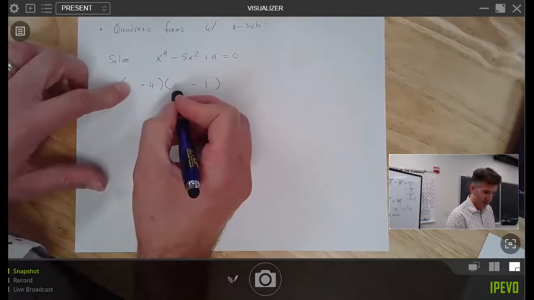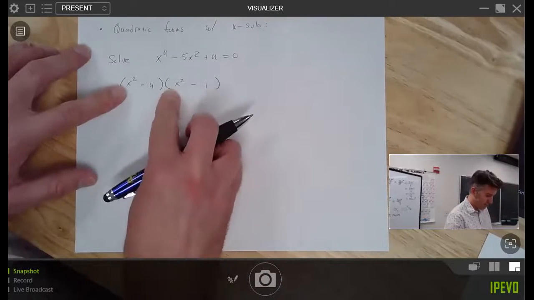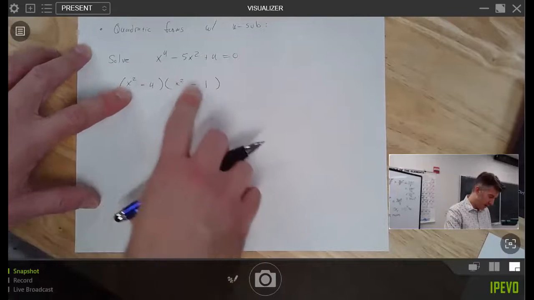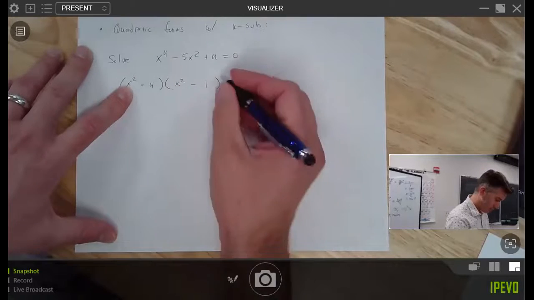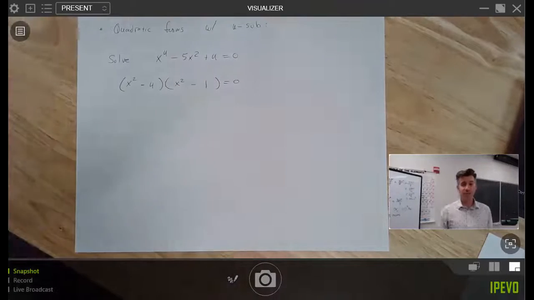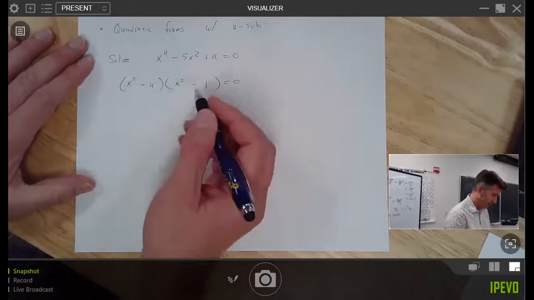But instead of having x here, I want x squared, because x squared times x squared will give me x to the fourth, and negative 4x squared minus 1x squared will give me a minus 5x squared. So that's the way I would probably prefer to do it, just because it requires the least amount of writing. And then you can factor each of these further.